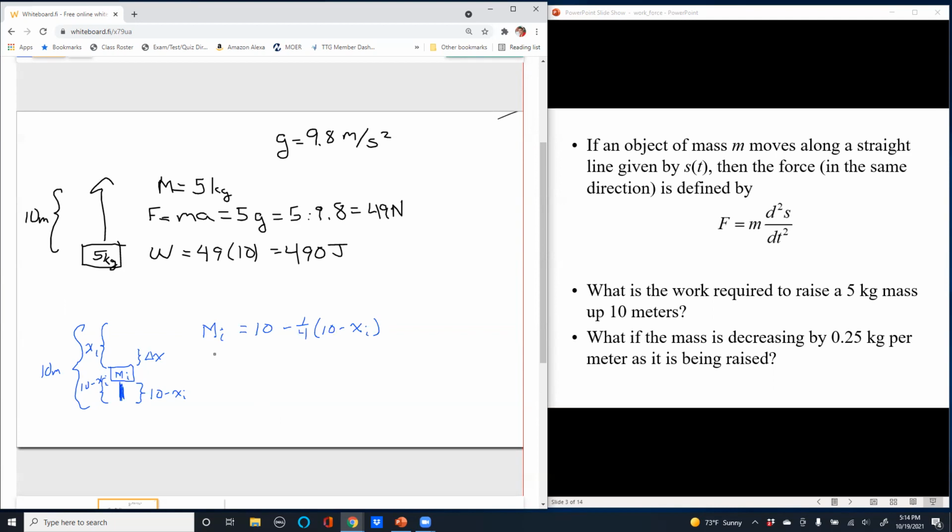All right, now the next part is kind of nice. To turn a mass into a force, we just have to multiply the mass by acceleration. So F sub i is m sub i times gravity.